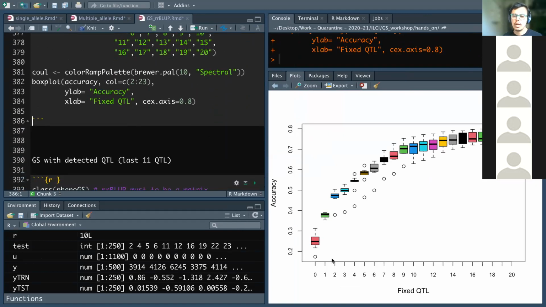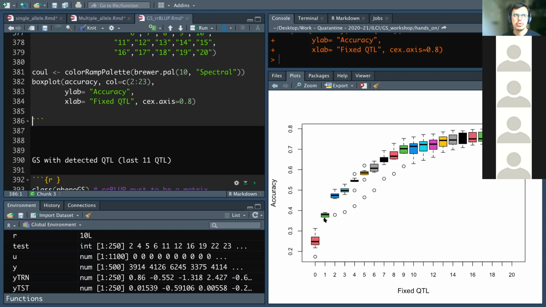So what I'm showing here are the different accuracies of the models. The first box plot represents the model that uses all the molecular markers as random effects. And then as you can see, when I started to use the QTL information as fixed effects, the accuracy of the models tends to be better. And I just want to show you that it is important, if possible, to use previous information, QTL information, GWAS information in your models.